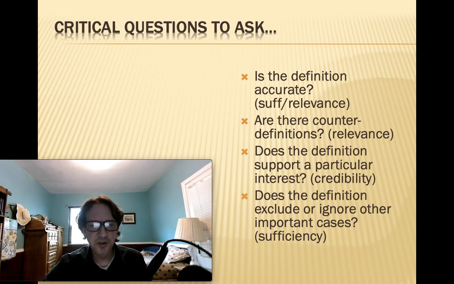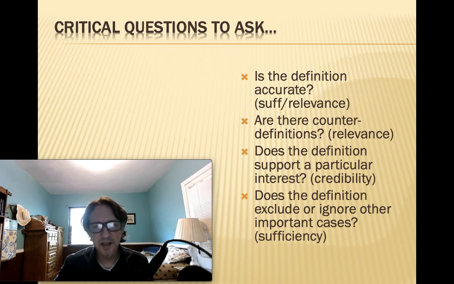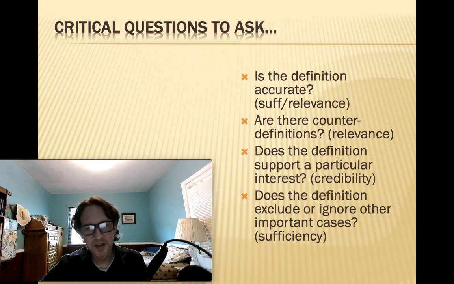And does the definition exclude or ignore other important cases? For instance, in our debates, racial profiling as a police tactic isn't included in the definition, right? It's not something that individuals do. It's a policing tactic, and so therefore would not be called racist. But obviously, racial profiling has some racist elements. So this definition is, maybe we could argue, too narrow and therefore not sufficient to capture the extent of racism.